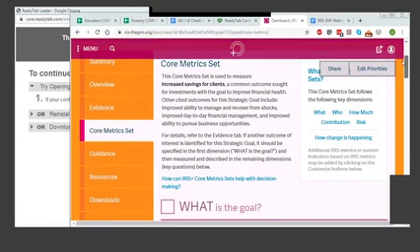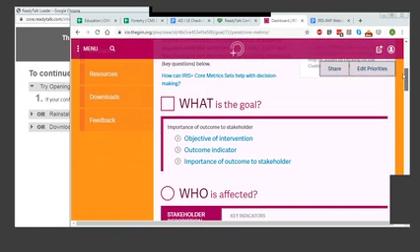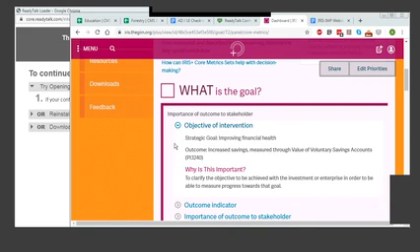So here's where we'll see what we were talking about before, illustrated by the core metric set. So we have it by the 5 dimensions. For example, in what is the goal, we refresh what the objective of the intervention is, which is improving financial health. And then what outcome indicator are we going to use to track this goal?